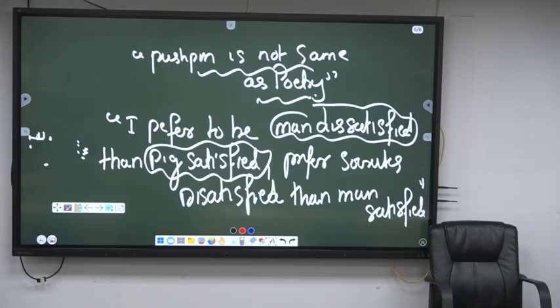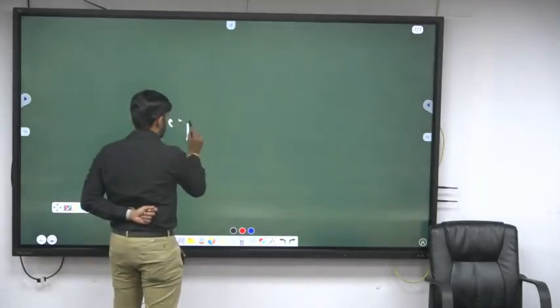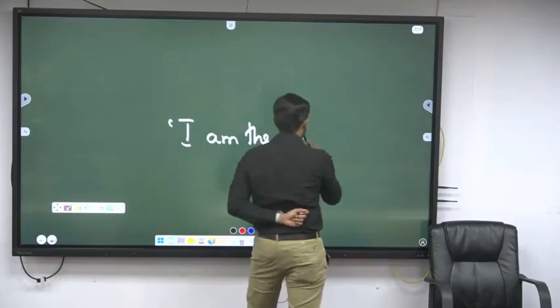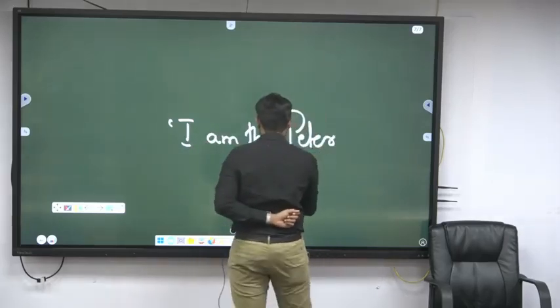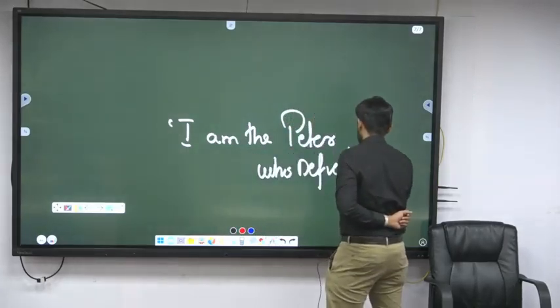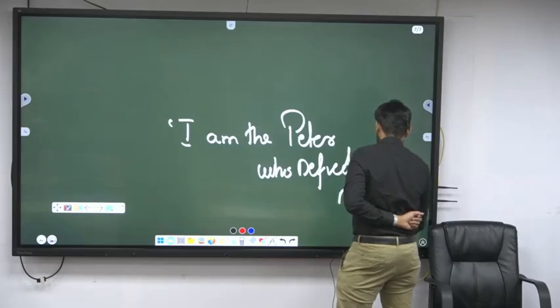That you can also see in the relation between Plato and Aristotle. The same thing applies. Aristotle was the Peter who defied his master, means he brought certain modifications. Okay, and that is why he writes, I am the Peter who defied his master.